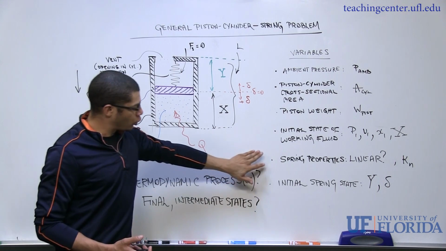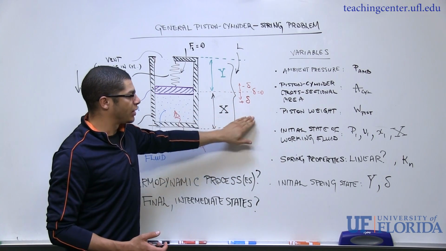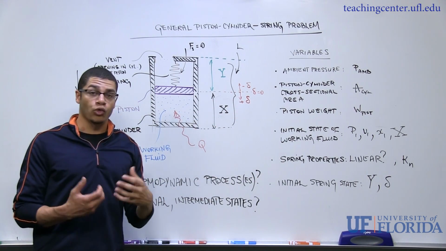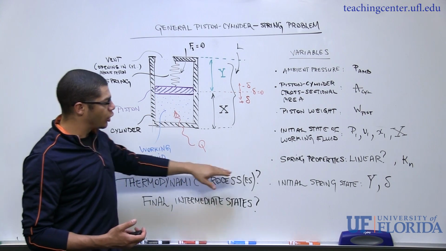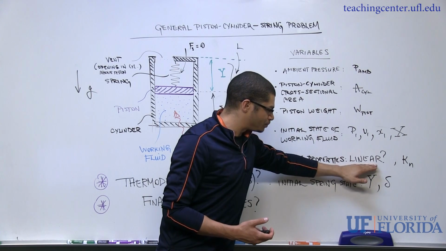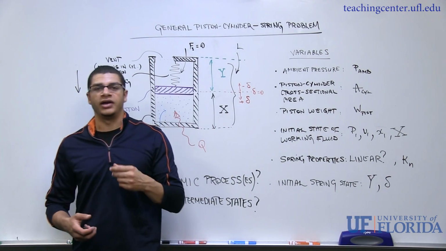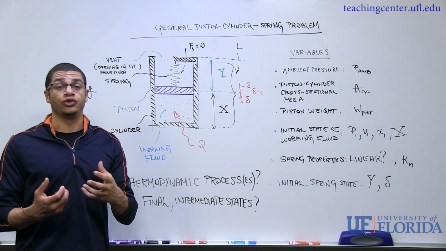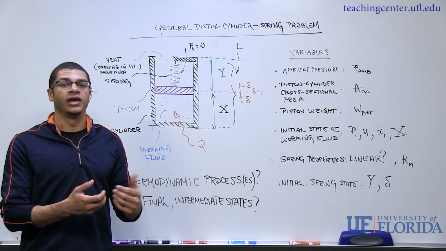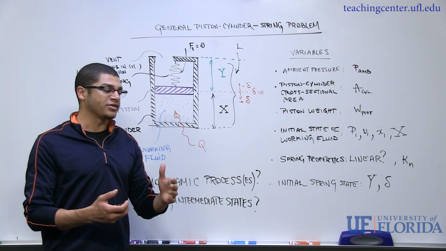And so in order to relate the distance delta to the force that the working fluid will experience from the spring, we need to know: is it linear or not? Now if it is linear, then all we need is one proportionality constant in order to determine the force exerted by the spring and relate that to the distance it's moved.